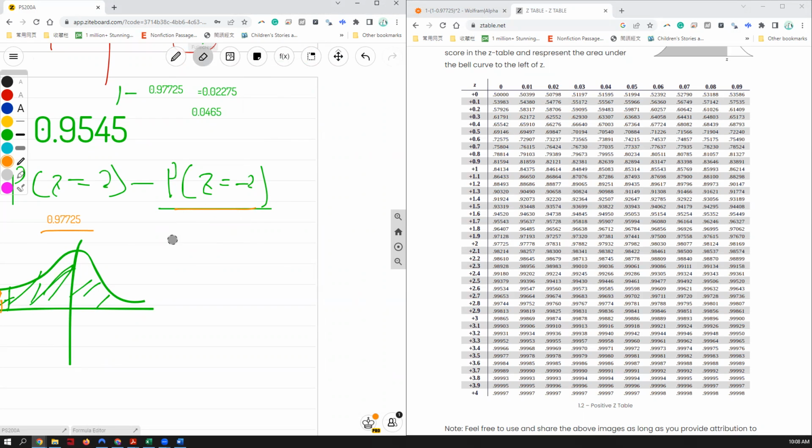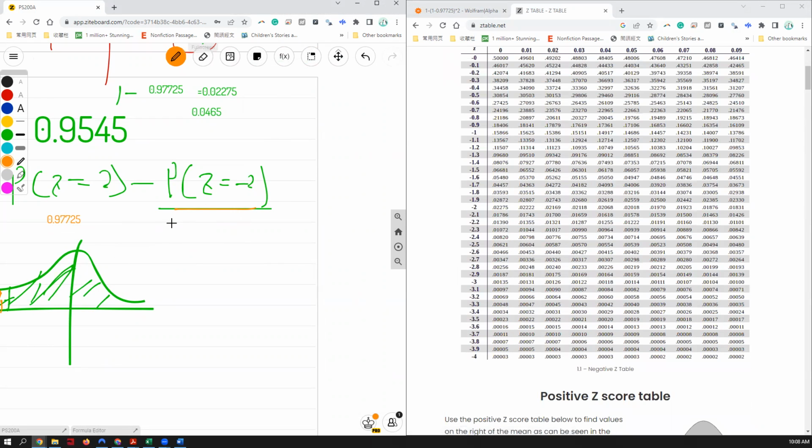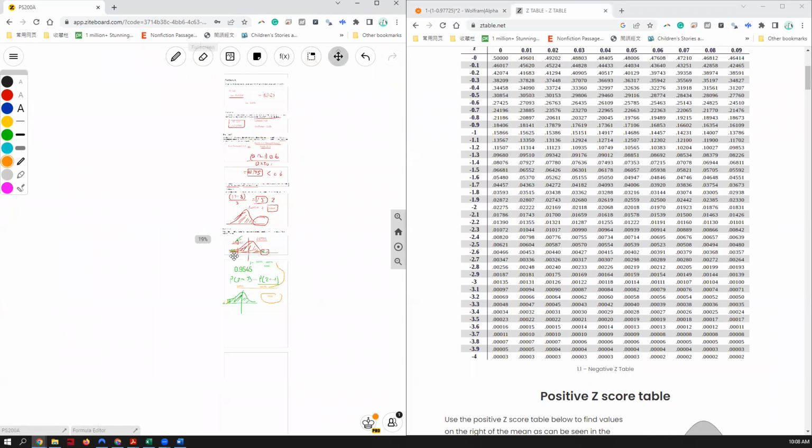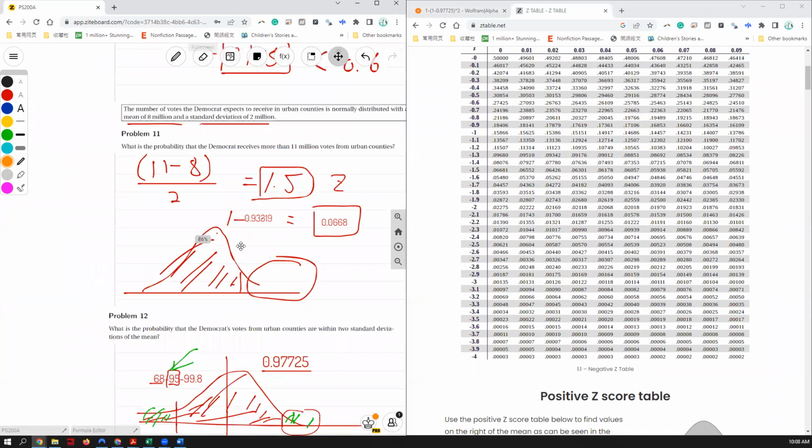If you want -2, it's actually just 1 minus that, if you know how to convert. But if you want to look up a negative table, you could do that too. So a negative table here is 0.02275. Notice that that's exactly what we got here, right? Okay, and if I subtract these two, I'll get the same number, 0.9545. Okay, so that's that. Either way, there's more than one way to get the correct solutions on a lot of these.